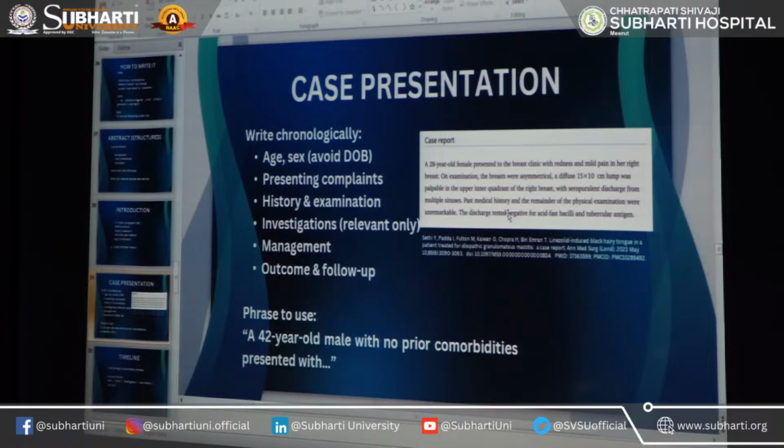You follow the same chronology. You talk about age, sex, the presenting complaint, history and examination, investigations, management, and you end with outcome and follow-up, right?